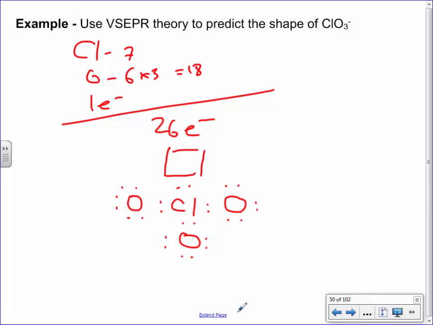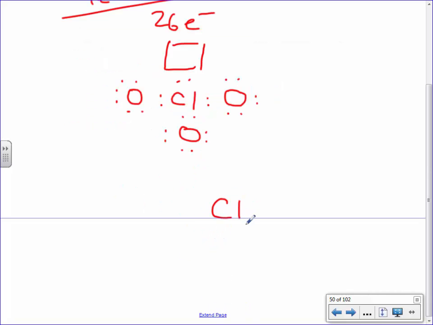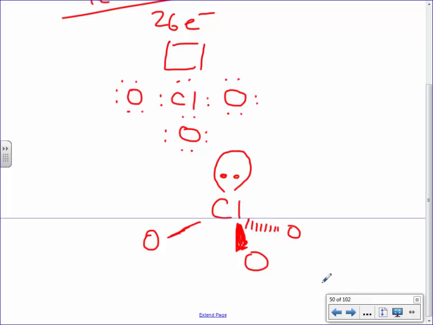Okay. I'm going to draw it like this. I'm going to put the chlorine right here. I'm going to go down in the corner right here to one of the oxygens. I'm going to go into the page over here with a second oxygen. I'm going to come out of the page with a third oxygen. And then the top is that lone pair right there. And this is what a chlorate should look like, hopefully.